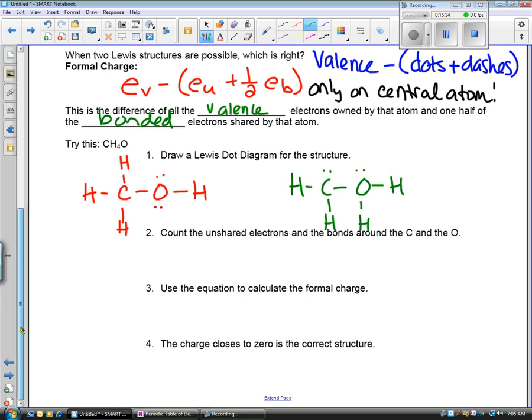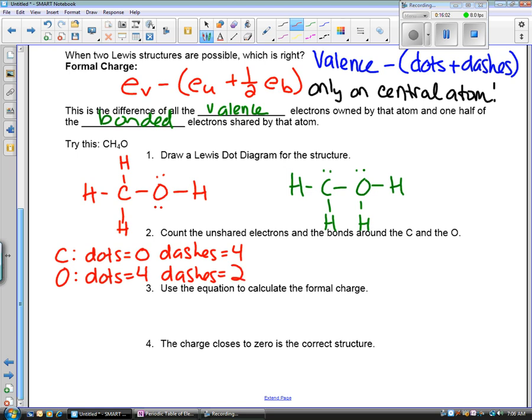Okay? So the first thing we're going to do is count the unshared electrons and the bonds around the carbon and the oxygen, because they're both kind of central atoms. This way, no matter which way you solved it, hopefully you'll see which way I did. The carbon here: dots around carbon are 0, dashes is 4. Oxygen, dots is 4, dashes is 2. So for carbon, 4 is my valence number, minus dots plus dashes equals 0. Well, that looks good. Oxygen, 6 is my valence number, minus dots plus dashes equals 0. So that looks like a very good drawing.